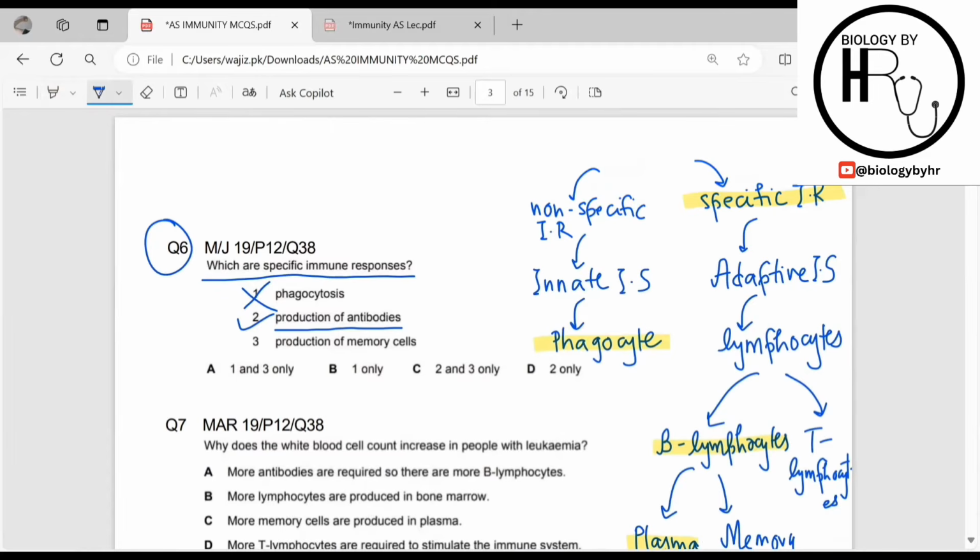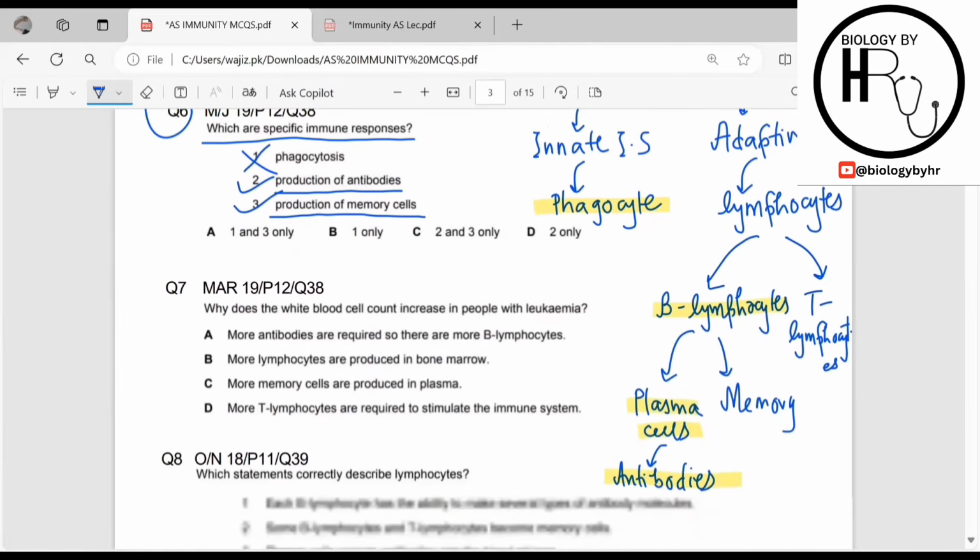Then in statement 3, they are saying the production of the memory cells. Yes, this is also a correct statement. Why? Because in the specific immune response, the B lymphocytes are also differentiated into the memory cells. So our answer here is option C, 2 and 3 only.